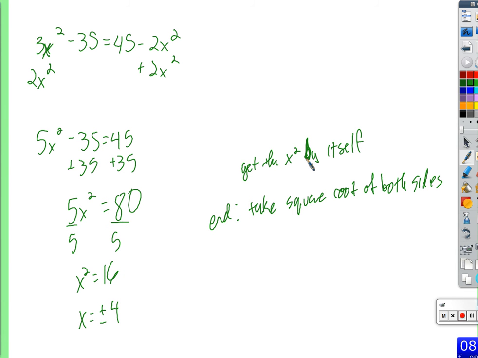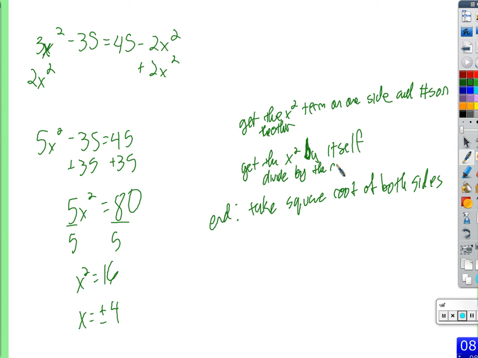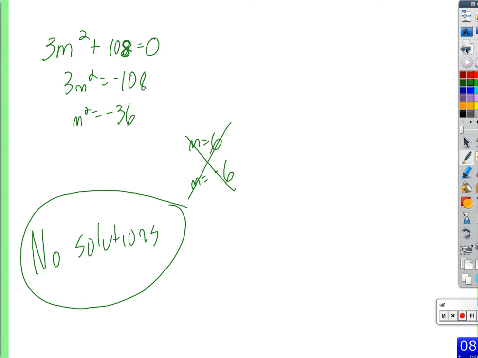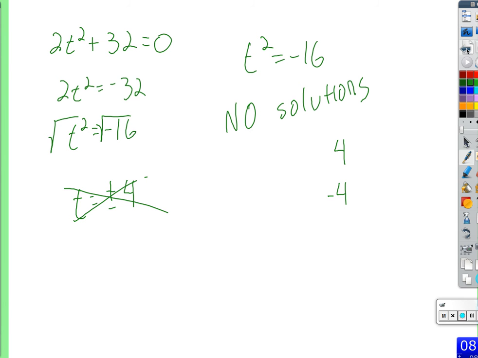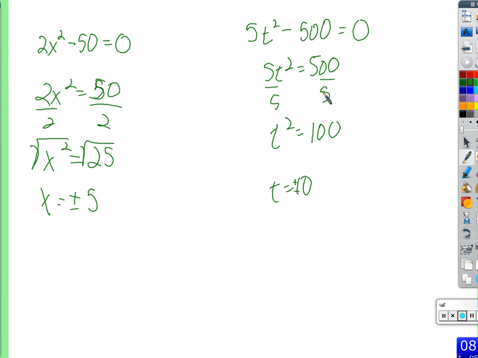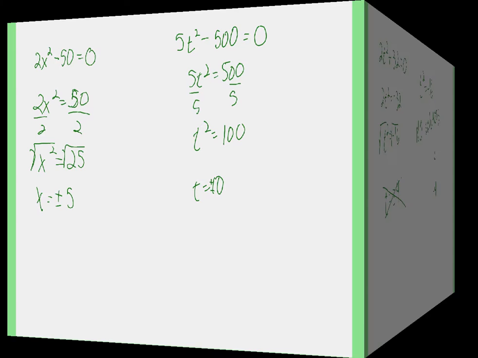Okay, maybe before that we could say get the x squared term on one side, numbers on the other. Because maybe getting the x squared by itself means divide by the coefficient of x squared. Divide by that number that's being multiplied by x squared. That's what coefficients are. They're the numbers that you multiply by variables. Here the coefficient of x squared is 5. Here, the coefficient of m squared is, just before the last step, what? 3. The coefficient is the number that's multiplied by the variable. Here, the coefficient was 2. Here, it was 5. Here, it was 2. We're trying to cancel out the coefficient by dividing. And then we'll take the square root of both sides.